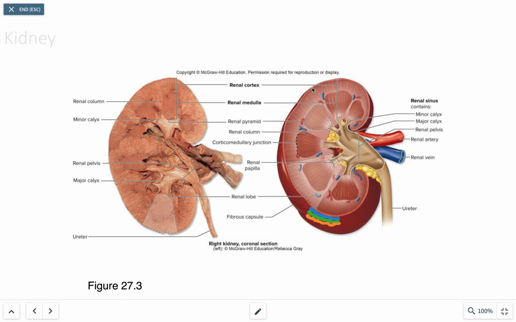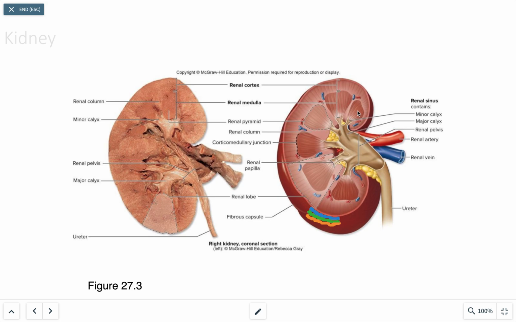Going more deep into the organ, we see the renal cortex, and then we have the renal medulla. With the renal cortex, we see an extension of the renal cortex called the renal column. This renal column is just an extension of the renal cortex, and it helps subdivide the renal medulla into what we call renal pyramids. An adult usually has anywhere from 8 to 15 divisions or renal pyramids.